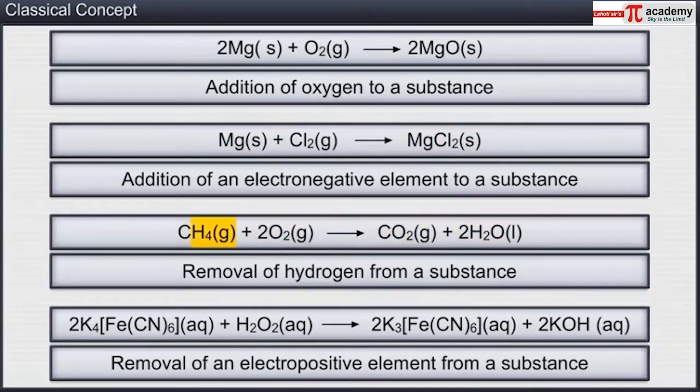In the third equation, hydrogen is removed from methane, which is oxidized as carbon dioxide. The resultant product is carbon dioxide and water. In the fourth equation, potassium ferrocyanide reacts with hydrogen peroxide. Oxidation occurs due to the removal of electropositive element, potassium, from potassium ferrocyanide.